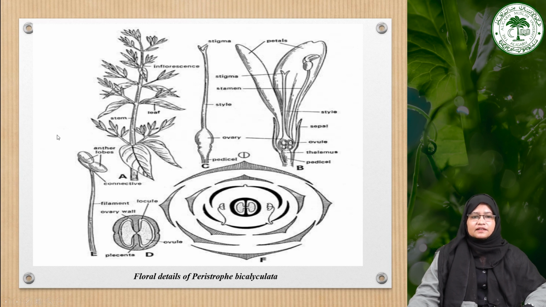Anther lobes are denoted by the connective, which is quite long. This one is the filament, and this is the TS of the ovary, which shows axile placentation. So these are some floral characteristics present in the family Acanthaceae, shown by the floral details of Peristrophe.